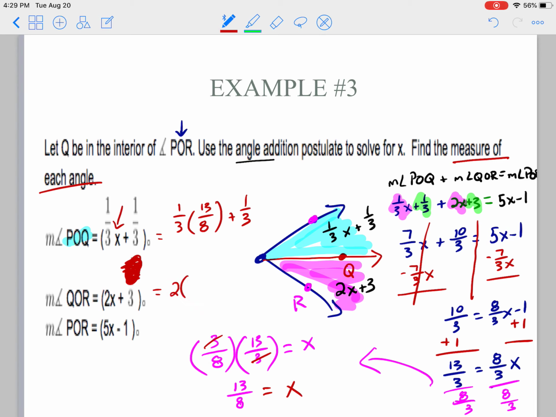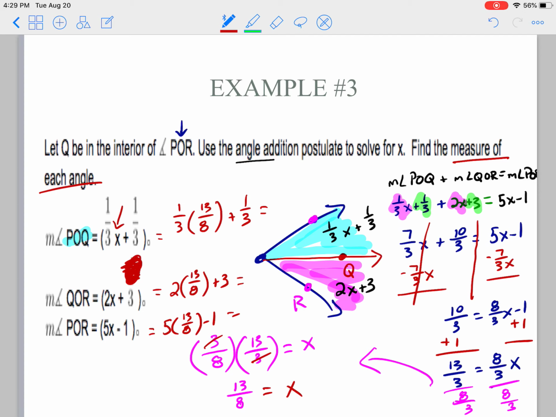So now I have 2 times 13/8 plus 3. And I could do that. The process is the same. The math is a little different. Math was actually probably more difficult not having that 4/3. So process still the same. And then lastly, this would equal 5 times 13/8 minus 1.